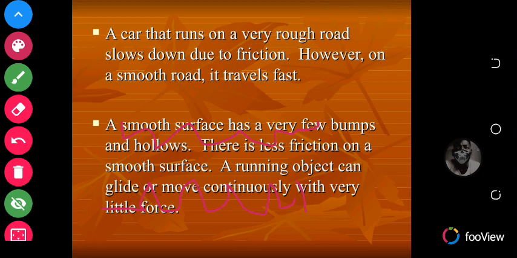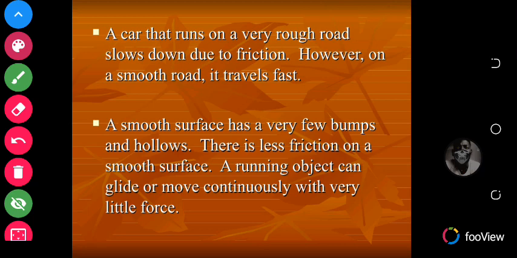Now let's look at another instance. What if the surface was like this, being rubbed against another surface like this? Because the two of them are smooth or continuous, you realize that movement will be very much easier compared to when the surfaces are zigzag. So with a zigzag surface there is high friction. So that is how it is.